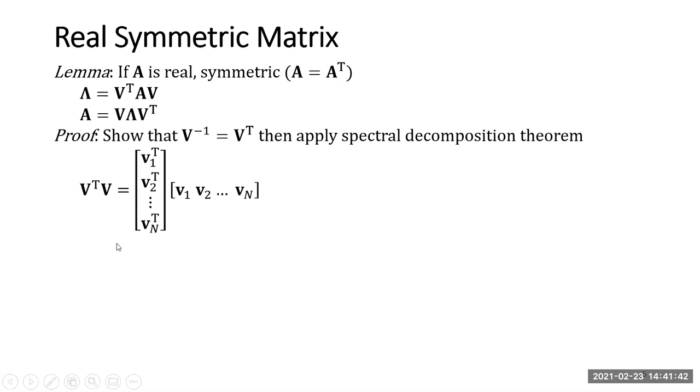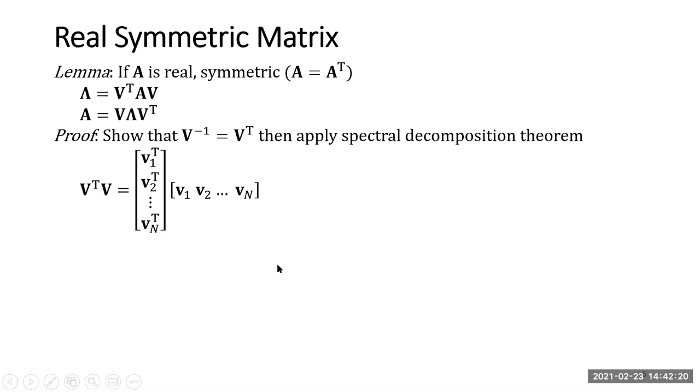Now, V transpose V, let's consider that. V transpose is, if I take every column of V and take its transpose, that would be a row of my V transpose, right? So V transpose is V1 transpose, V2 transpose, up to Vn transpose. These are the n rows of my matrix V transpose. And this is my original matrix V: V1, V2 until Vn. Okay?